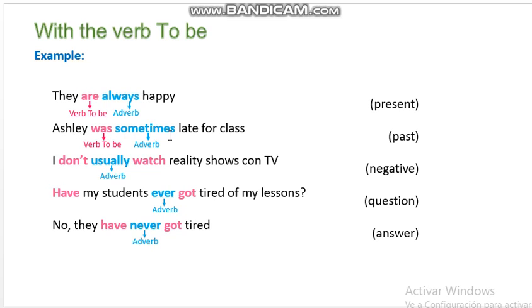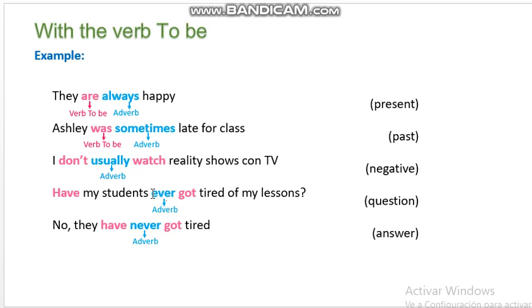Ashley was sometimes late for class. Was is the verb to be in the past, which comes before the adverb sometimes, and this sentence is in the past. The negative one: I don't usually watch reality shows on TV. Look, the adverb is in the middle of the negative: don't usually watch.